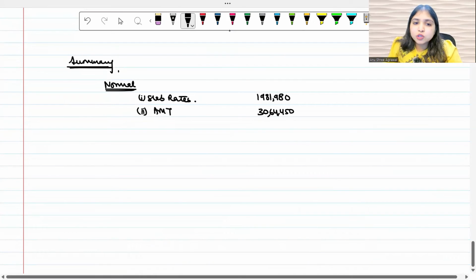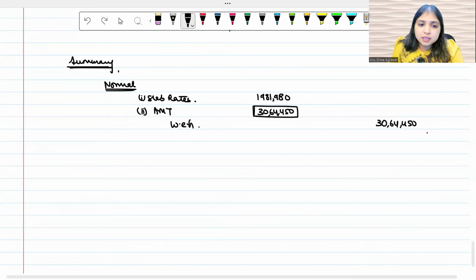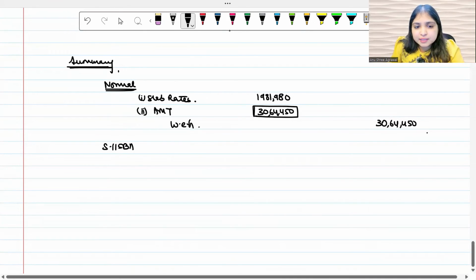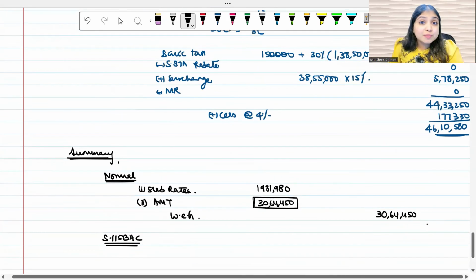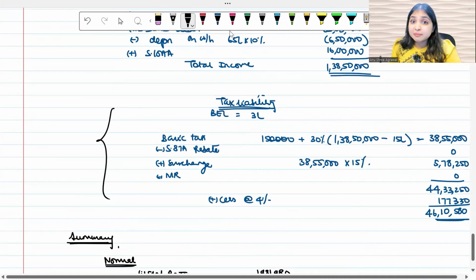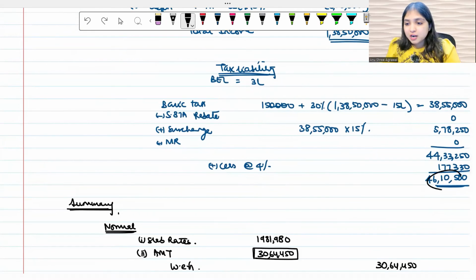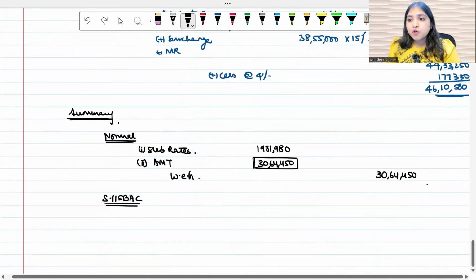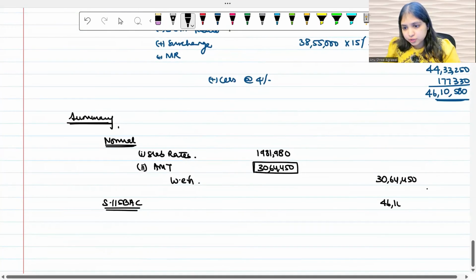See, out of these two, you have to pay whichever is higher, right? Normal regime, we'll have to pay whichever is higher. Clearly, AMT is higher. 30,64,450 is what we'll have to pay. Under the default provision, under 115 BAC, how much you'll have to pay? Did we do a mistake, by the way? Should we have calculated AMT under 115 BAC also? No. You know very well, under 115 BAC, AMT is not applicable. So under 115 BAC, the tax liability would be 46 lakhs 10,580.